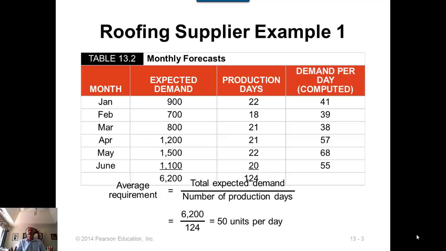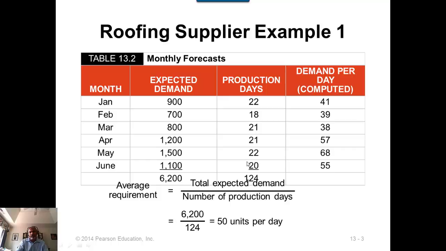Now let's look at a worked out example. This is from your textbook. So we have 6 months, and we have the expected demand, the forecasted demand. Then in this example, we have the number of production days for each month.